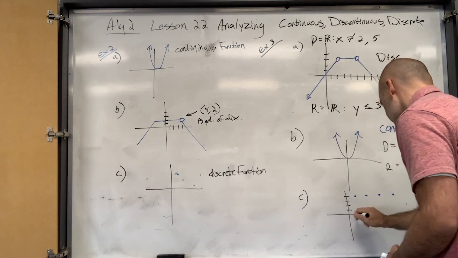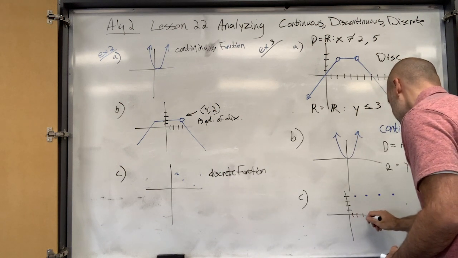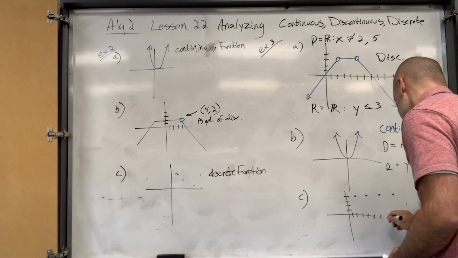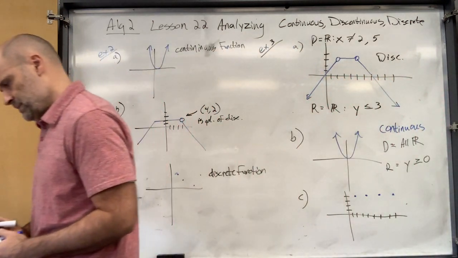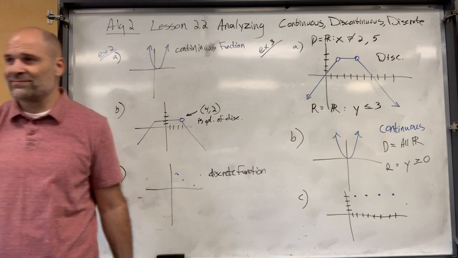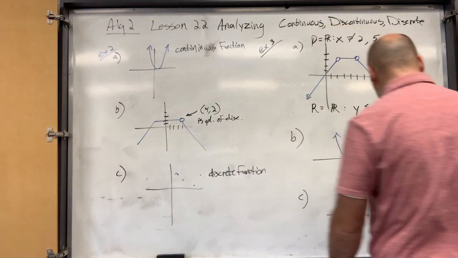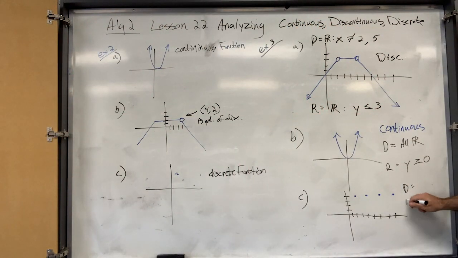Discontinuous. I was so confused about those functions. And domain and range don't matter. It's discrete. Yeah, discrete. That's not what I said. You said discontinuous. Okay, so what's the domain and what's the range?